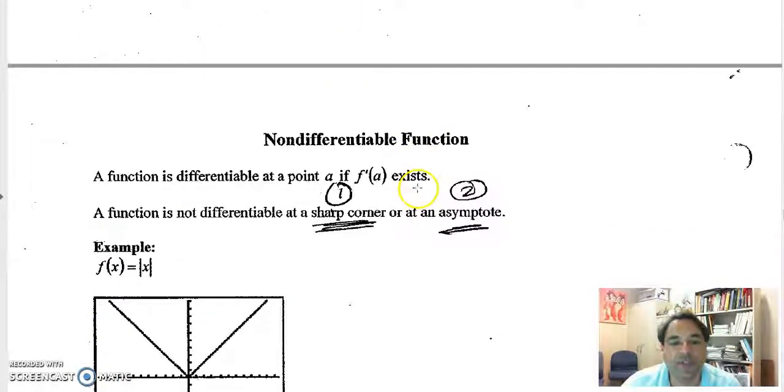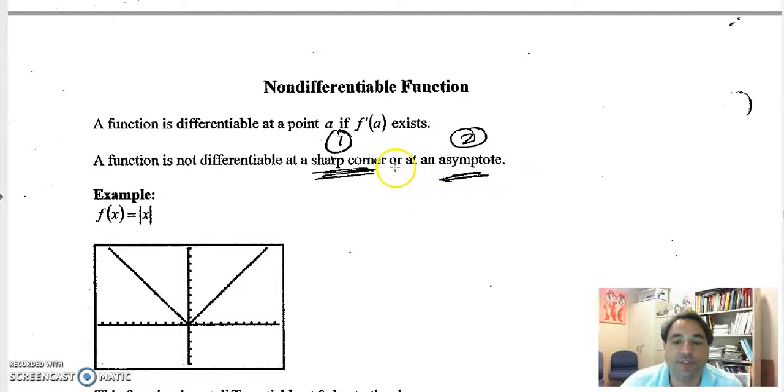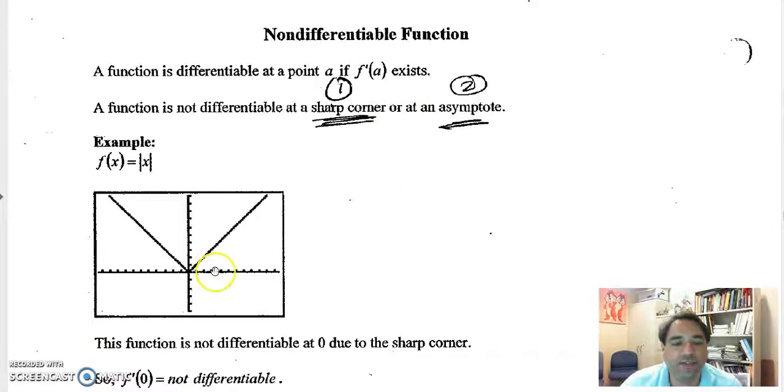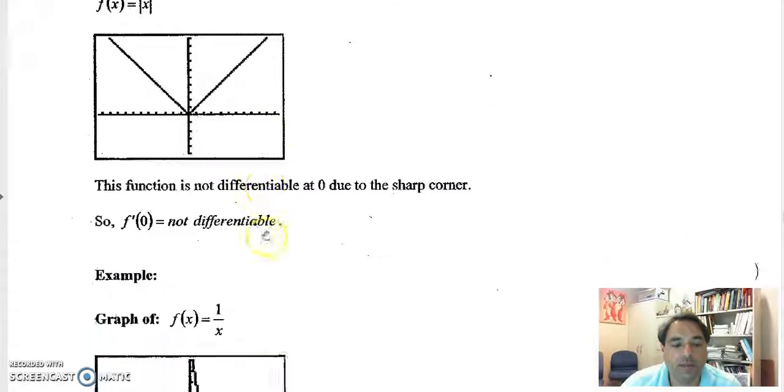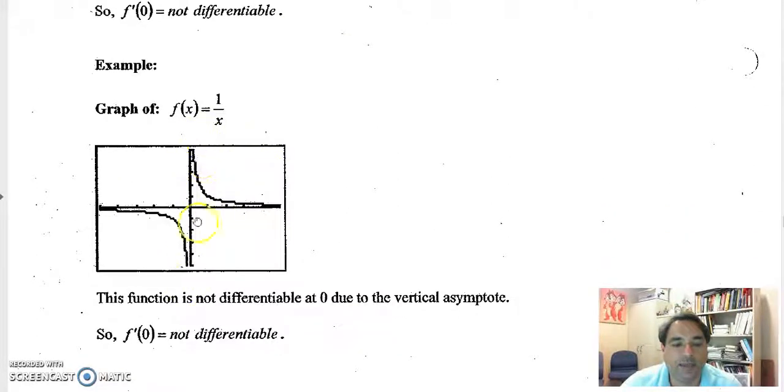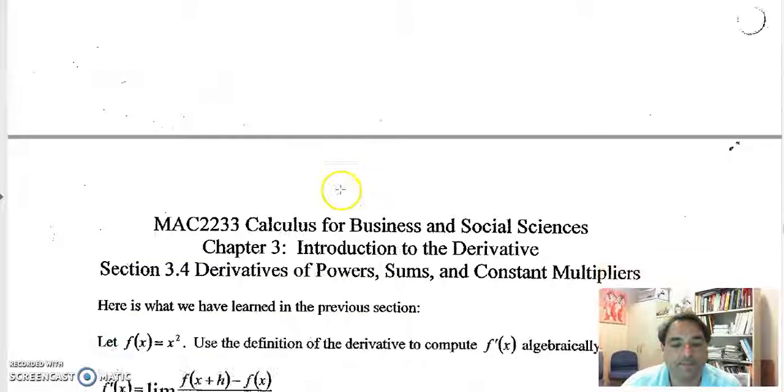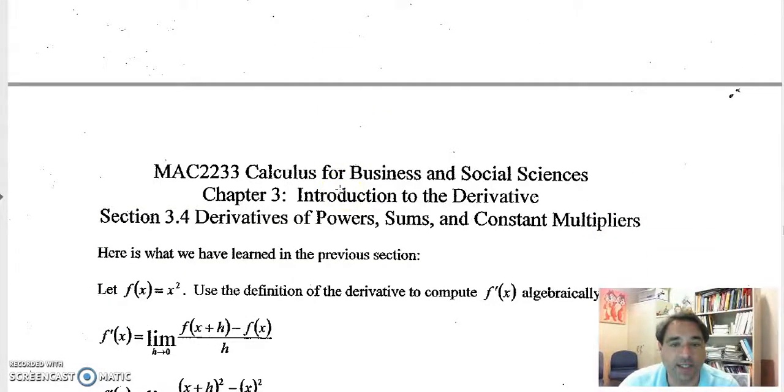Okay? A couple things to note here is that there's a few places where you cannot take the derivative. For example, a sharp corner and an asymptote. It's unable to find a derivative. Then I'll teach you the shortcut in the next video.